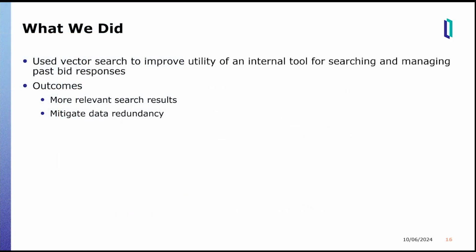Right, so for this project, we used vector search to improve the utility of an internal tool that we have for searching and managing past bid responses. At a high level, we can think of a bid as a questionnaire document that potential customers send to learn more about a company, general information about it, and the solutions that it provides. A bid response includes answers to those questions so that the company can determine if the products and services that the company offers are the best fit for their business needs. The outcomes of this project were that with vector search, we were able to obtain more relevant search results for user queries and also help mitigate data redundancy in this app.